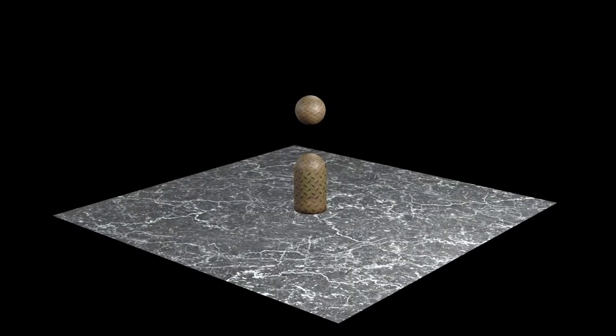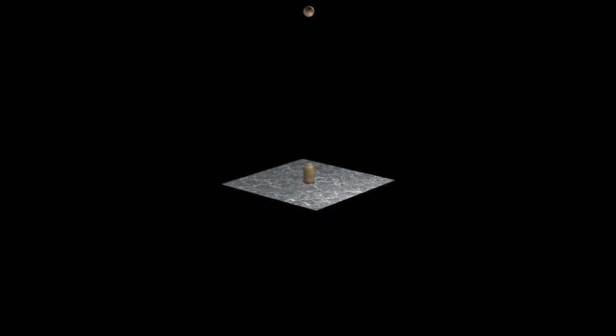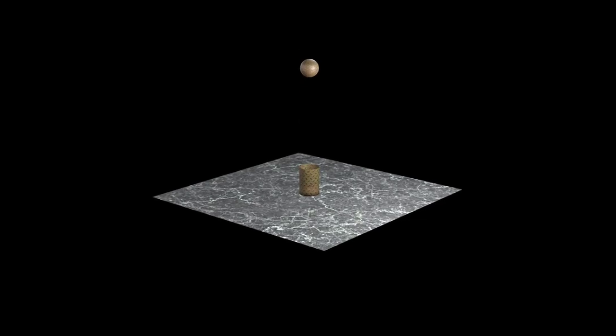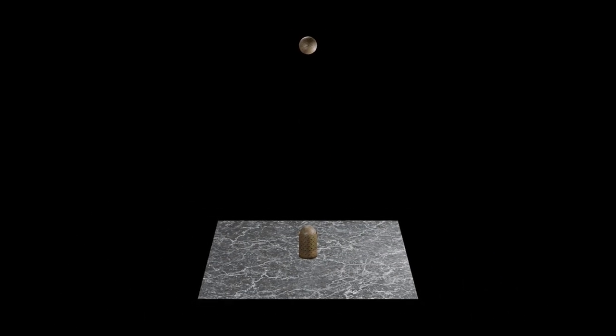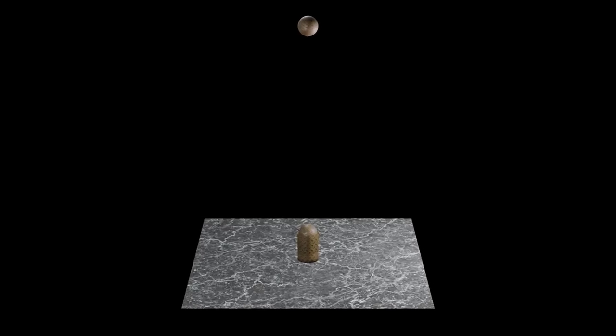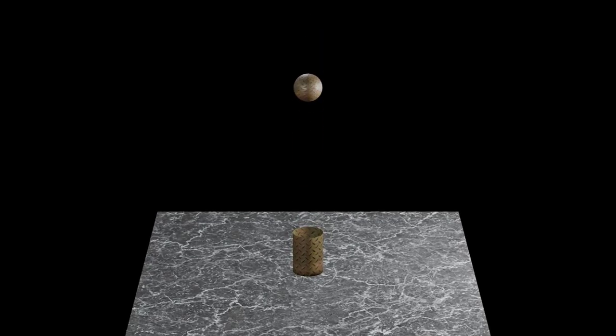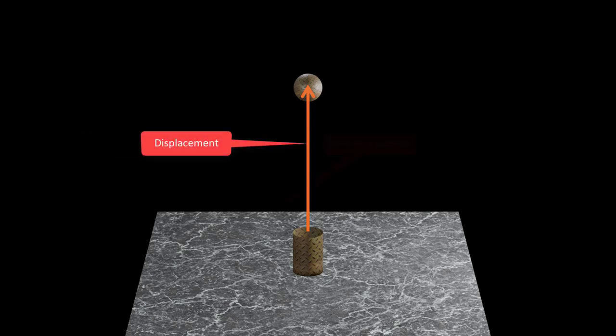This is an animation to show how the balls move in the air. Ball A is sent first and then ball B is sent 4 seconds after. So, at the point where the two balls collide, both balls will have the same position. Another way to say this is that they have the same displacement from the point of projection.